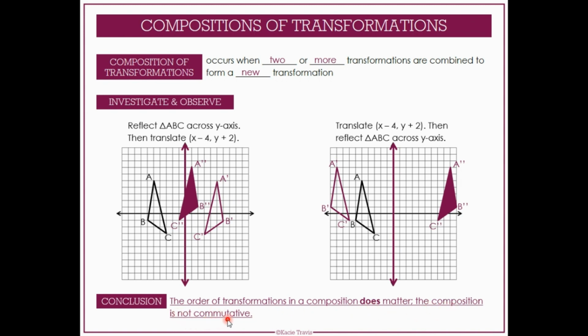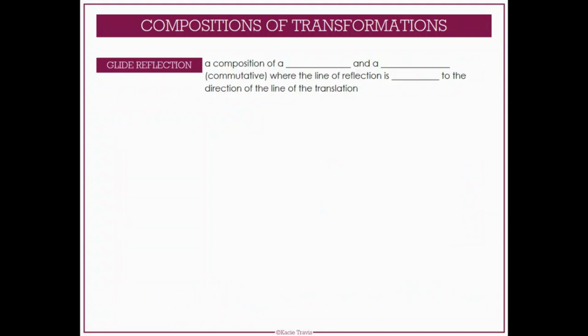If you don't remember what commutative is, that means that you cannot switch around the order for this and get to the same place. The order does in fact matter. Okay. All right. So now that we know that the order in fact matters for this, let's get into some more notes. So first thing we want to go through is talk about a particular type of transformation.